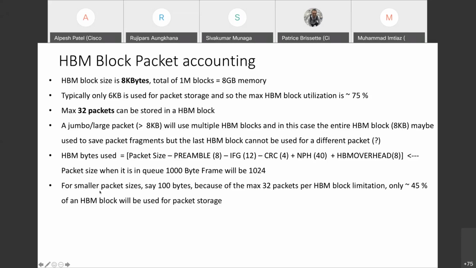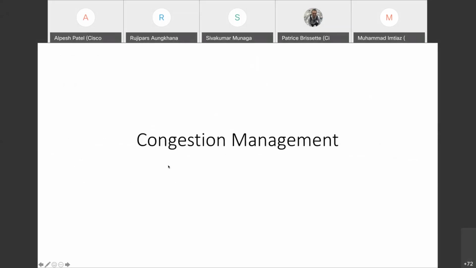For a smaller packet size, let's say a 100 byte packet, because of the maximum 32 packets per HBM block limitation, about 45% of the HBM block will be used for the packet storage. So with a smaller packet size, your usage of the HBM will go down. But again, this won't impact our discussion later on. We'll revisit some of these points once we run some of the show commands.